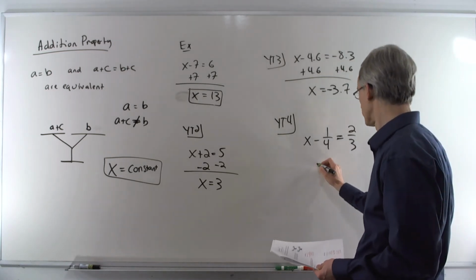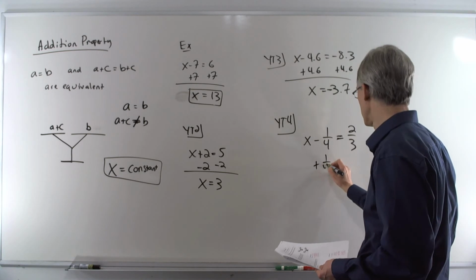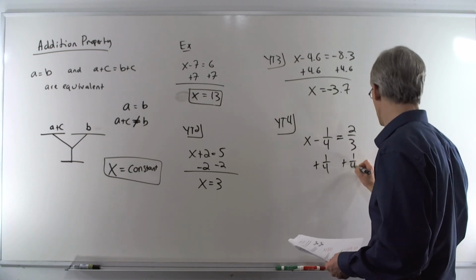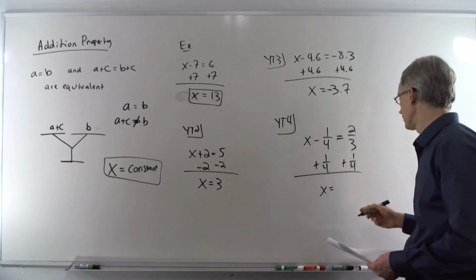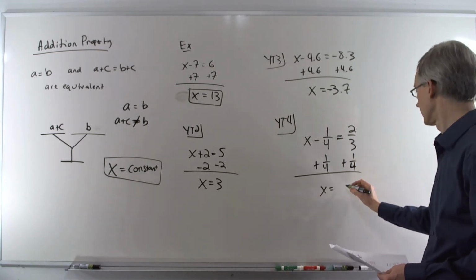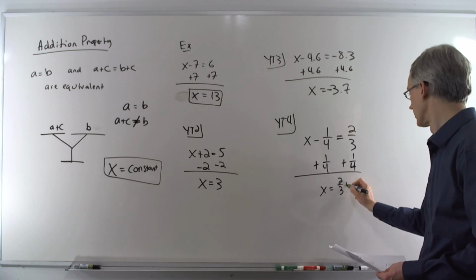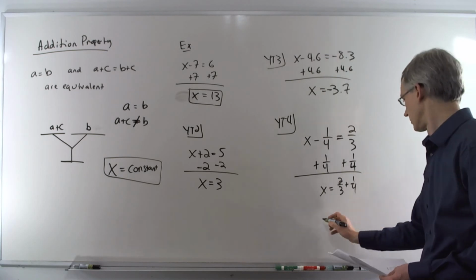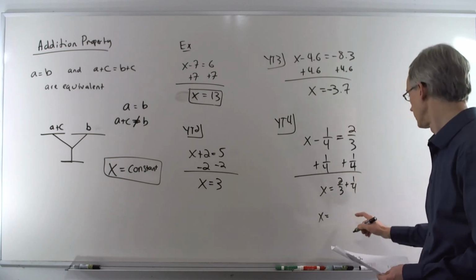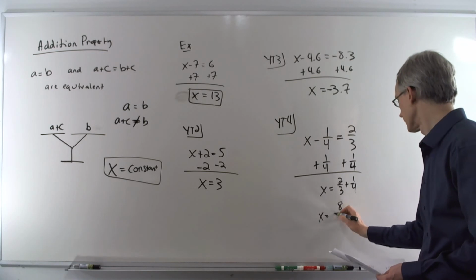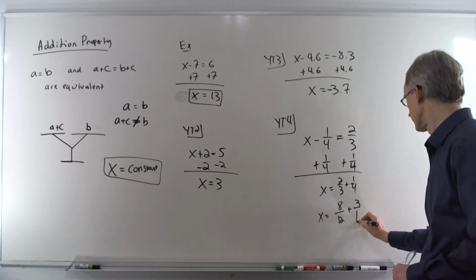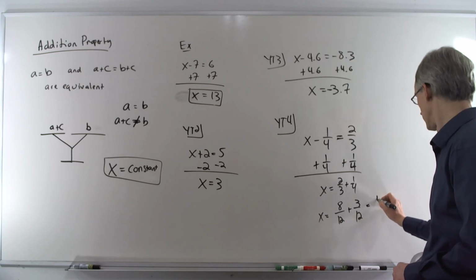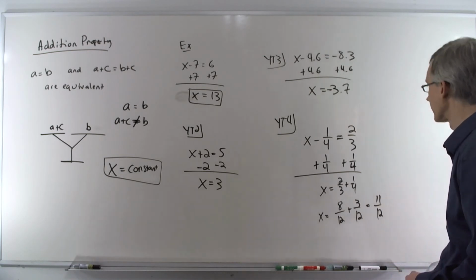So we'll do the opposite over here. I'm going to add 1/4 to each side. Then we got 2/3 and 1/4. We're going to add those together. So 2/3 gives us 8/12, and 1/4 is 3/12. Then we get 11/12.